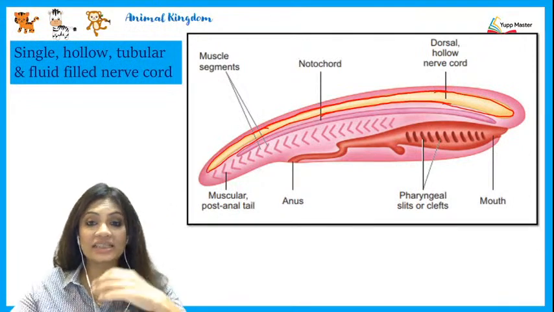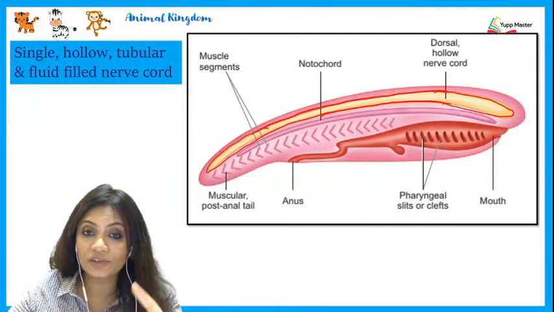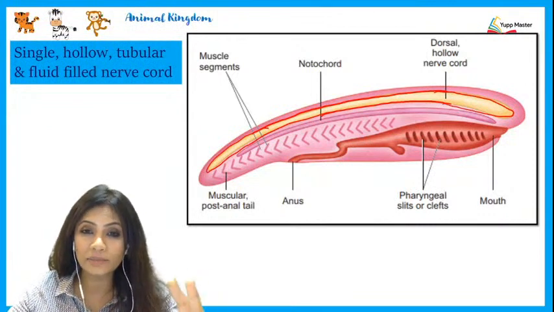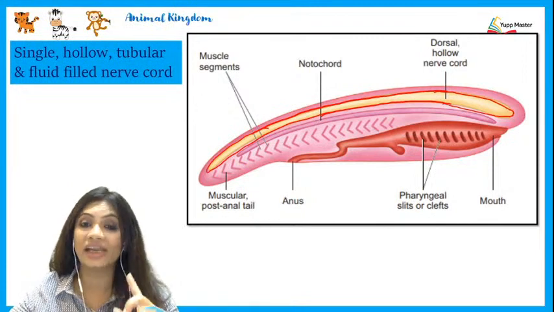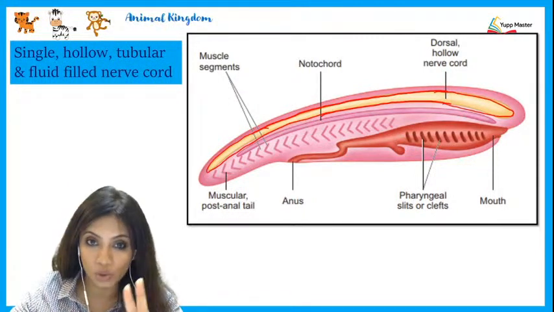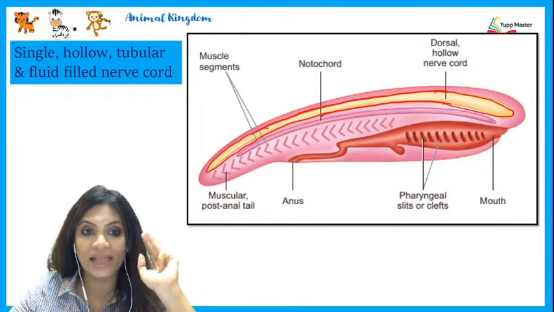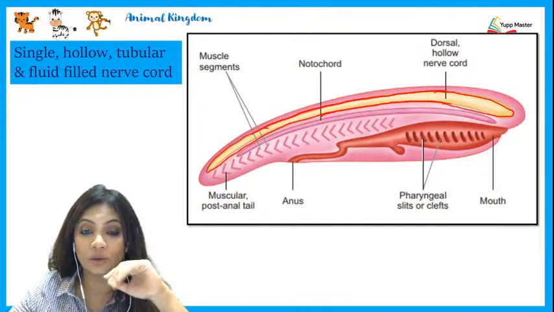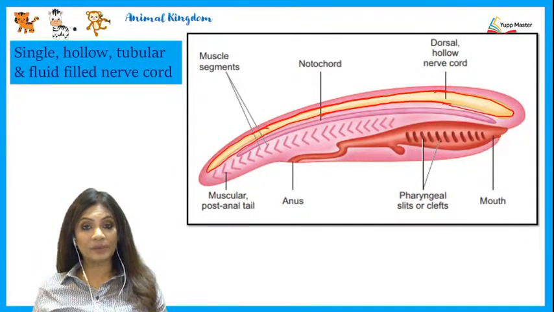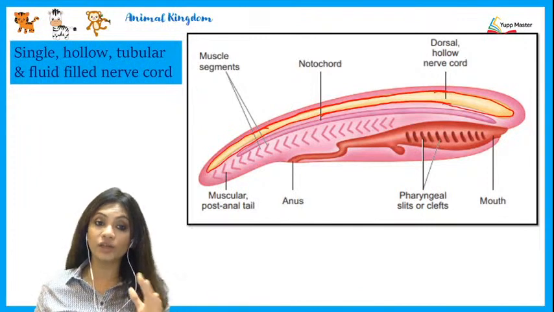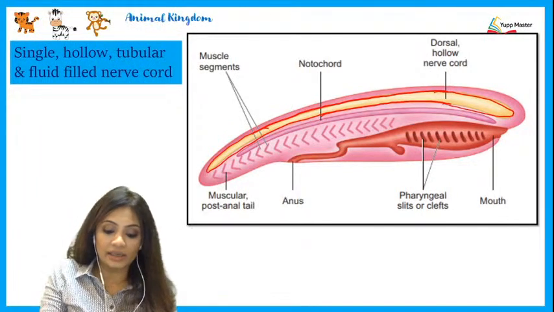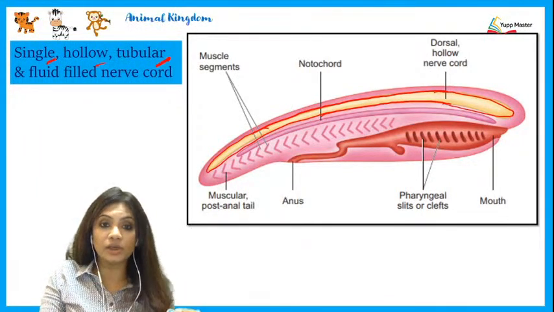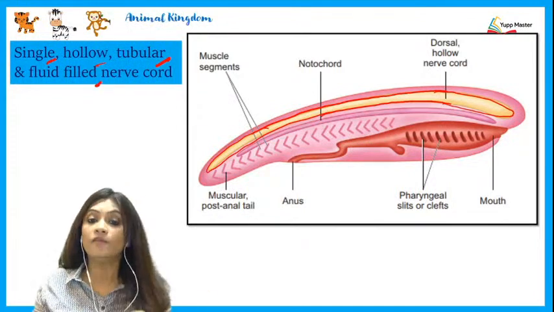Now, this is single. Remember when we talked about arthropods and those animals where we had seen a double nerve cord. Over here it is single, it is hollow, it is tubular, and it is filled with a fluid. All of these properties belong to the nerve cord.